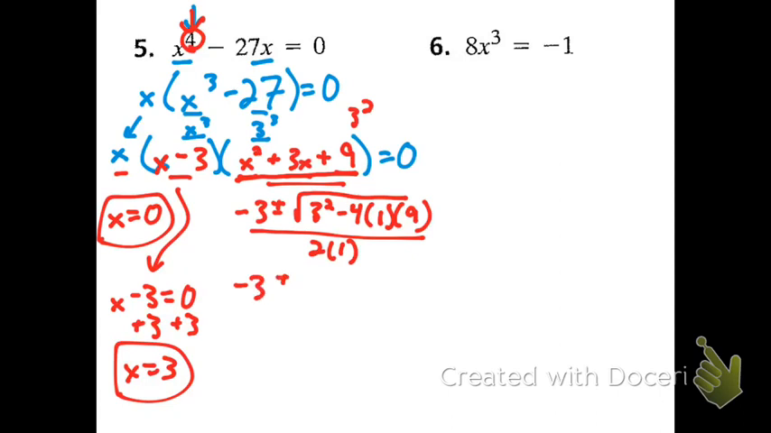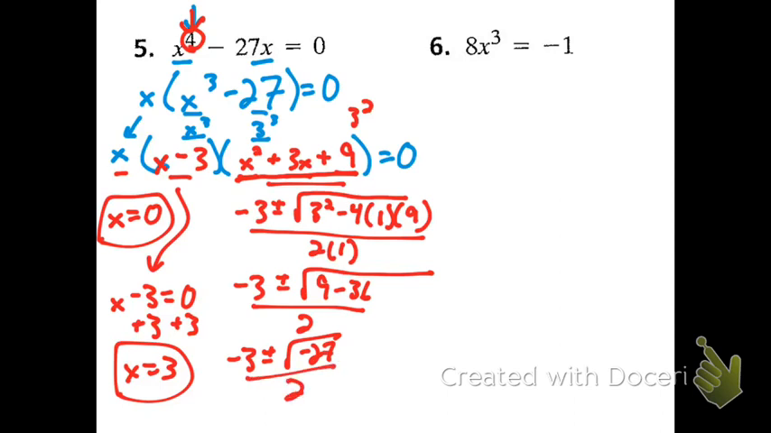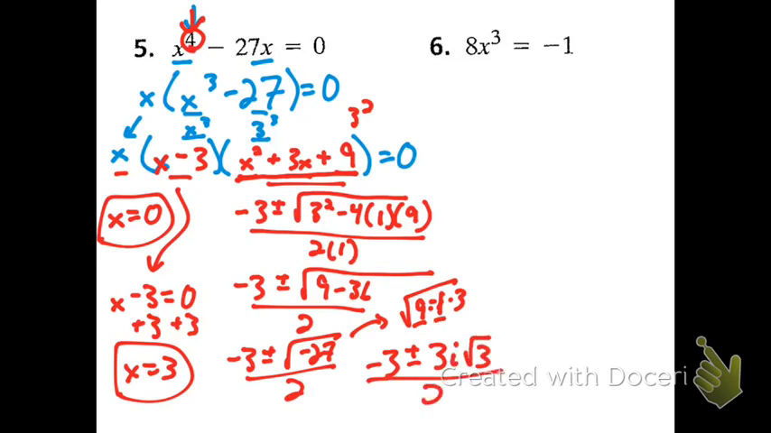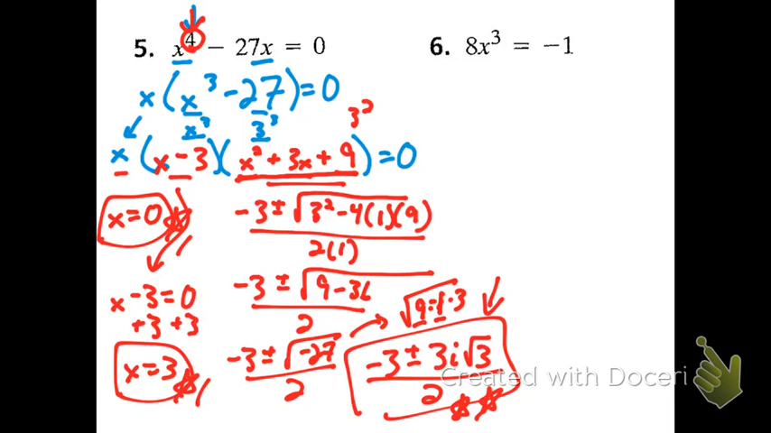This is negative 3 plus or minus square root 9 minus 36. And that's all over 2. So this is negative 3 plus or minus square root of negative 27 over 2. Almost there. Got to simplify this. So that's the same thing as the square root of 9 times negative 1 times 3. So this would be negative 3 plus or minus 3, because the square root of 9 is 3. The square root of negative 1 is i, and the square root of 3 is root 3, over 2. So 1, 2, 3, 4 solutions there. These are imaginary. Those are real and rational, but that's okay.